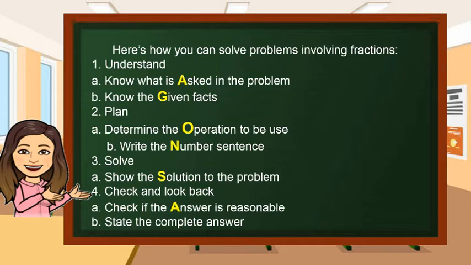Second, you have to plan how to solve it. So it involves the operation to be used, whether subtraction, addition, multiplication, or division. Then the number sentence. Third is for solving. So when we are solving, you have to show your solution and check. And of course, you have to write your complete or final answer. So that's what AGONSA means: ask, given, operation, number sentence, solution, and answer. I hope you will remember the steps in solving word problems, AGONSA.